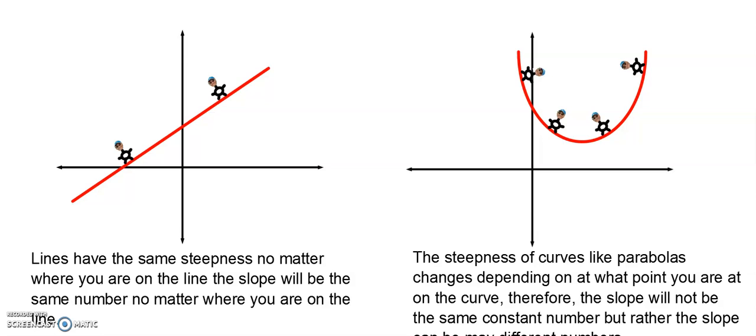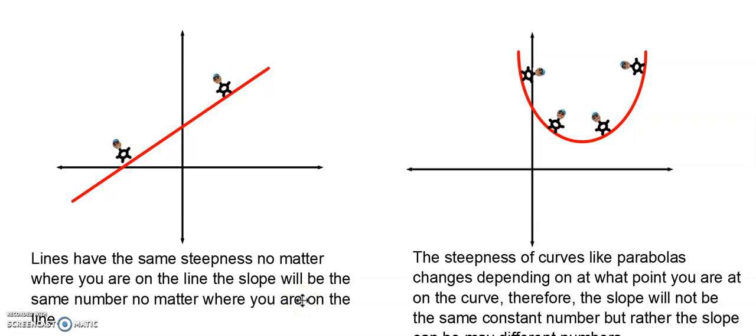Now, here are some important ideas. Suppose I'm standing on a line. Well, if I'm here, this line has the same steepness at this point as it does at this point. So for lines, since the steepness doesn't change no matter where you're at, we say the slope will always have the same number.